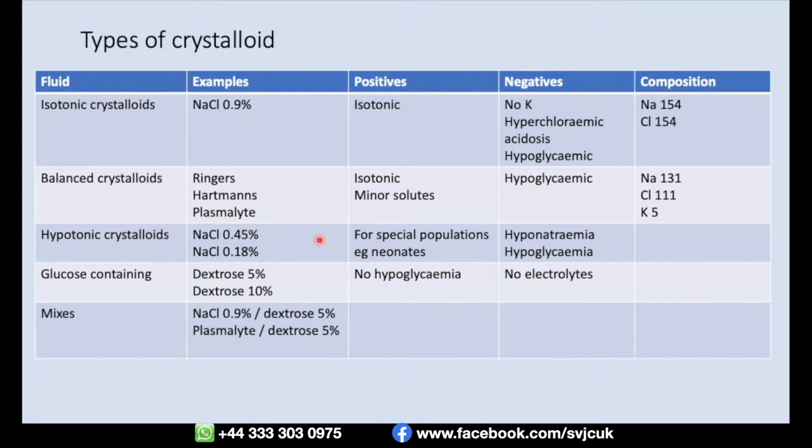Then we have the pure glucose containing solutions, dextrose 5%, 10%. Obviously you can get more concentrated glucose solutions, but it's normally the 5 and 10% that are used as IV fluids as opposed to for treating hypoglycemia. These have no electrolytes, they're very hypotonic. So then we have the mixtures, so normal saline with dextrose 5%, it's fairly common, and something like Plasmolite with dextrose 5%, and we can see immediately why they might be useful.